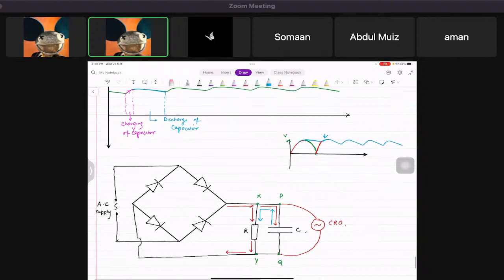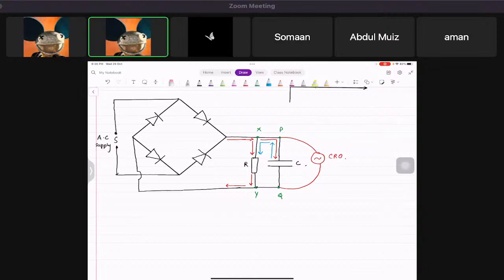So I'm going to write this down so you guys remember this as well. Number one, potential at X starts to drop since it's alternating current, and so the capacitor starts to discharge.